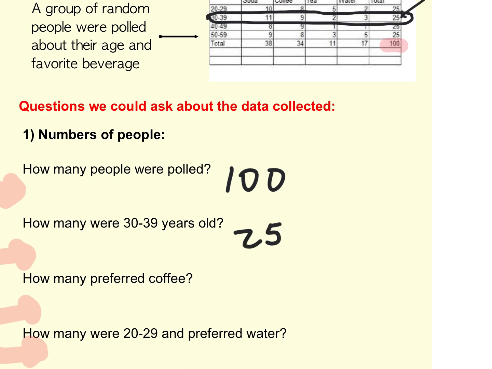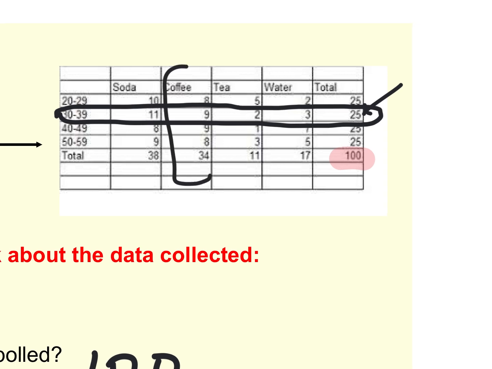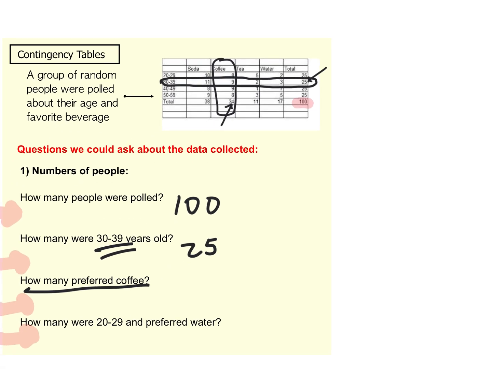How many preferred coffee? Well, they weren't clear if they were still talking about the 30 to 39-year-olds or just generally. But since the question doesn't have anything about 30 to 39-year-olds in it, I'm going to assume that they mean how many people total preferred coffee. So I'm going to go to the coffee column here, and I'm going to pick out that bottom number and say 34 people preferred coffee. Now, if they'd asked me for the probability that I'd get somebody who preferred coffee, probability is what you want out of what's possible.